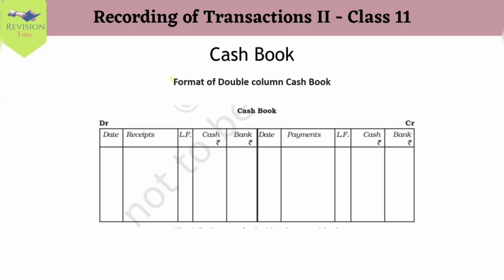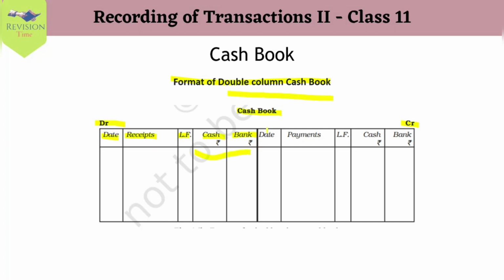So this is the format of our double column cash book. We have to write the heading as cash book. We have debit side and credit side. On the debit side, we have date, receipts, that is what comes in, ledger folio, cash column and bank column. So two columns for cash and bank, so it is known as double column cash book.